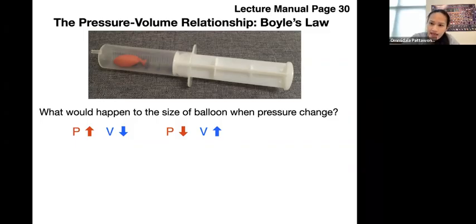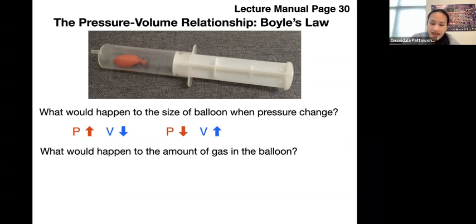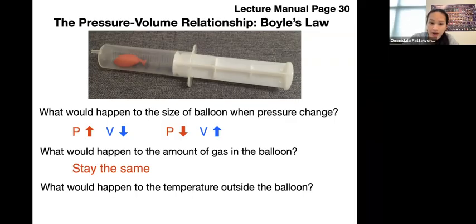In this case, there are two things that I would like to emphasize. The first one is the amount of gas in the balloon. Since I did not change any amount of gas, the balloon is still very tight. I tied it, so the amount of gas inside the balloon stays the same throughout the whole demo. Whether I increase or decrease pressure, the amount of gas stays the same. The second one I would like you to jot down is the temperature. I also did not change any temperature at all, so temperature also stays the same.